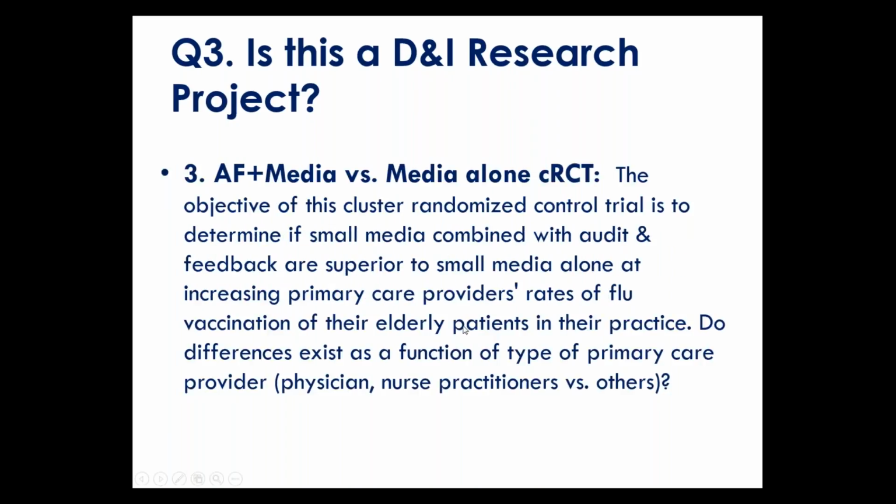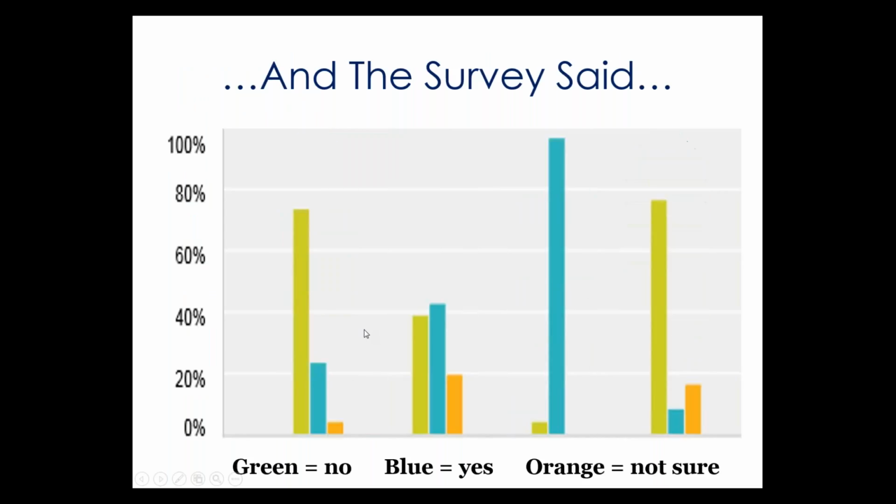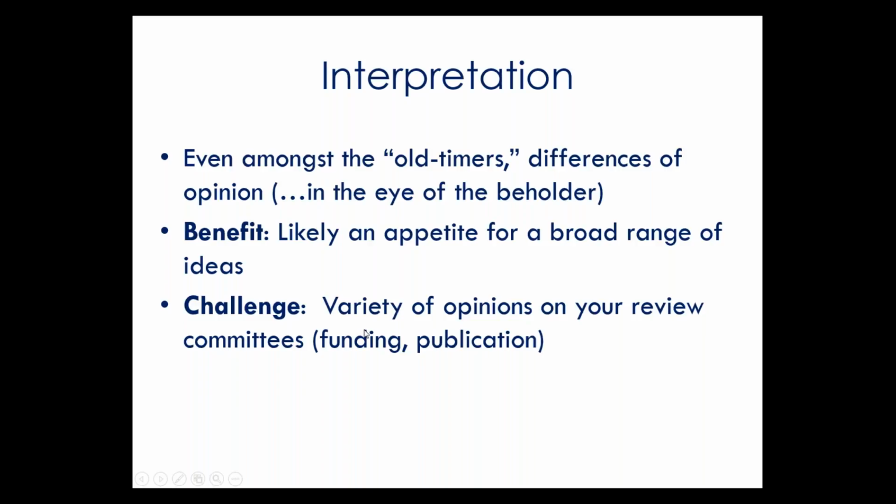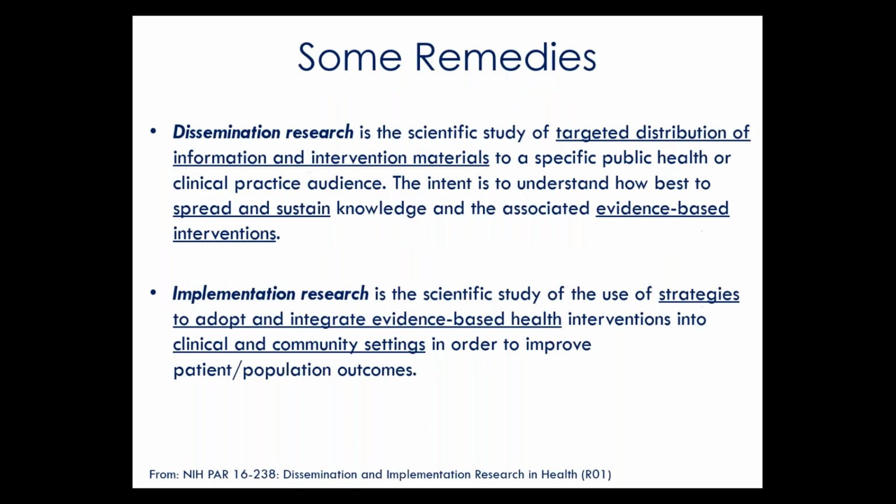And I think that's why this one was clear. This one is clearly seen as a D&I study because we're doing vaccination, and vaccination is an evidence-based practice, and so that's coming into play here. And so the bottom line for our little survey is that even in these so-called experienced old-timers, I don't use that in the chronological way, but in the experienced investigators, it's in the eye of the beholder. There's a range of ideas. There's a range of whether it's evidence-based or not, and there's some challenges that would come into play when you submit a grant in this field. Do your review committees understand these basic definitions? And the definitions are here.